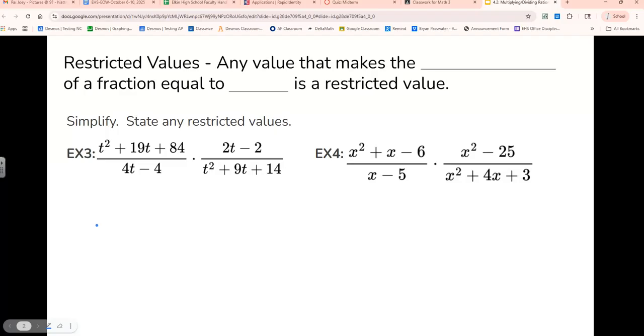So, we still need to talk about restricted values. This is just sort of a refresher from yesterday. Any value that makes the denominator of a fraction equal to 0 is a restricted value.